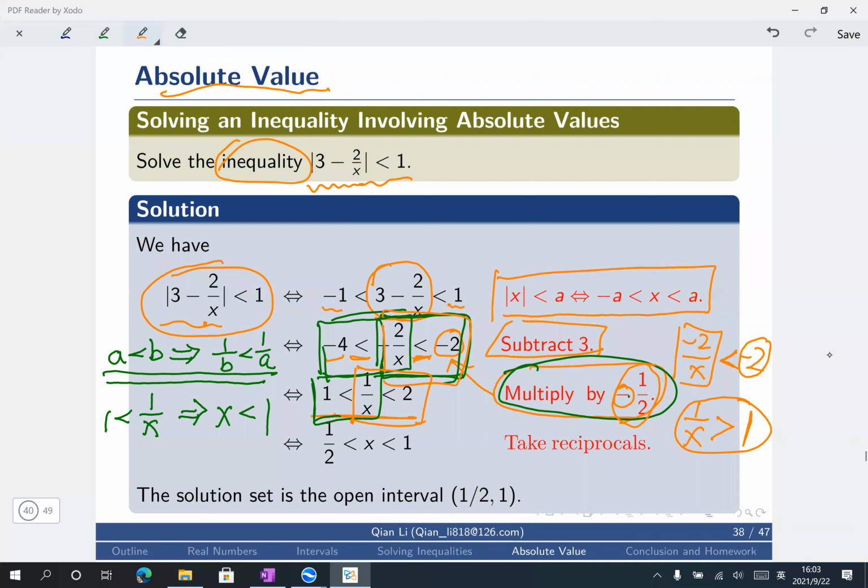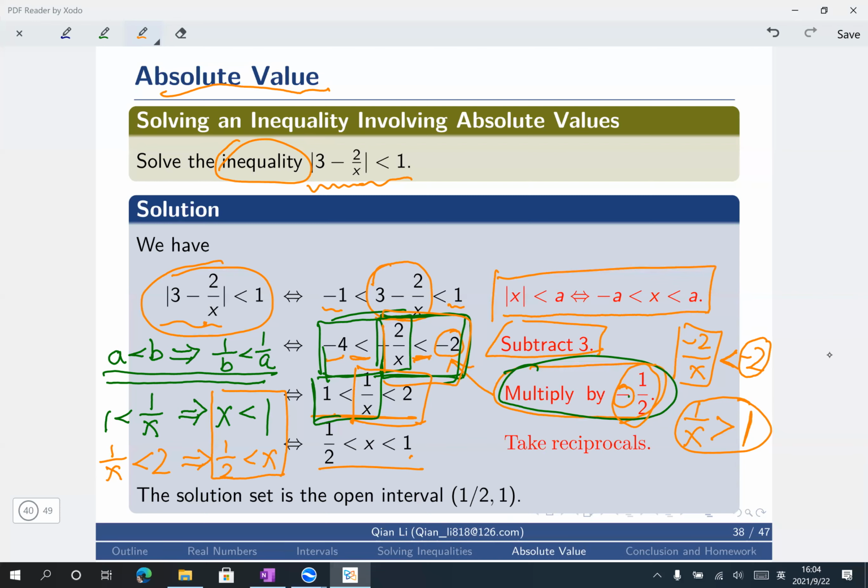The inequality we use is 1 over x is smaller than 2, right? And if we use this property, we can get 1 over 2 is smaller than x, right? And if we put those inequalities together, we get x is larger than 1 over 2 and smaller than 1, right?